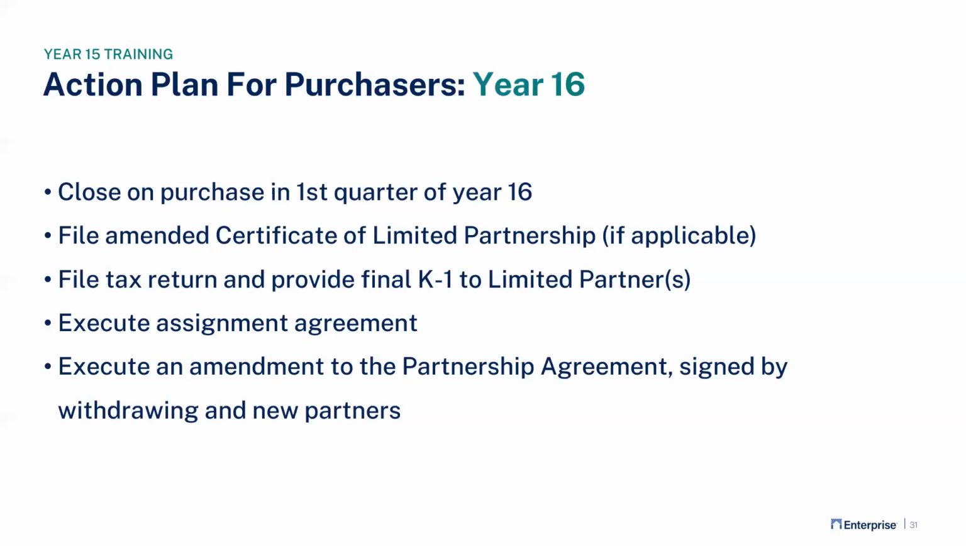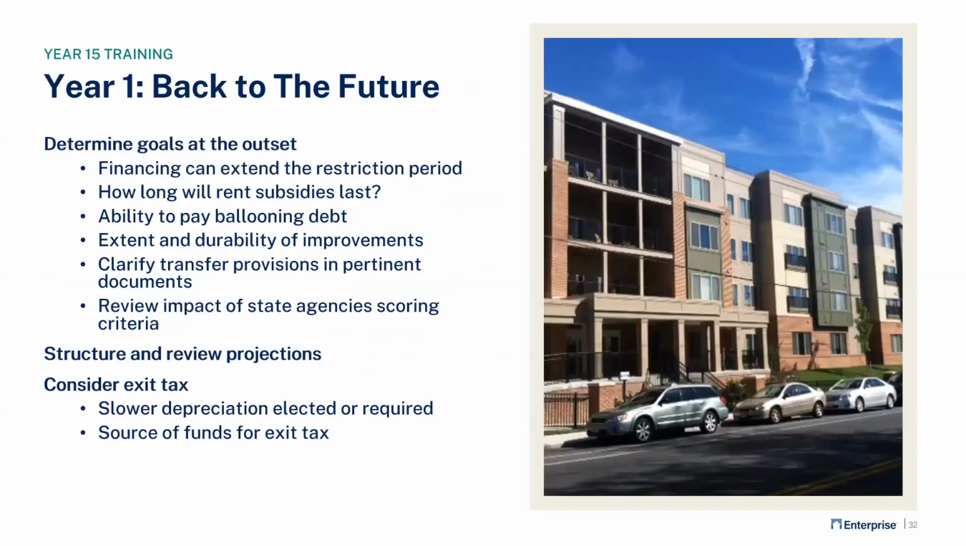We do strive to get the limited partner out by early year 16. If a certificate of limited partnership is applicable, we ask that it be executed, as well as following the final tax return and K-1s for the limited partner. We have two simple documents to get the limited partner out. One is an assignment agreement, and the other is an amendment to the partnership agreement. Both are signed by the withdrawing and new partners to get the limited partner out of the deal. So that's a broad overview.